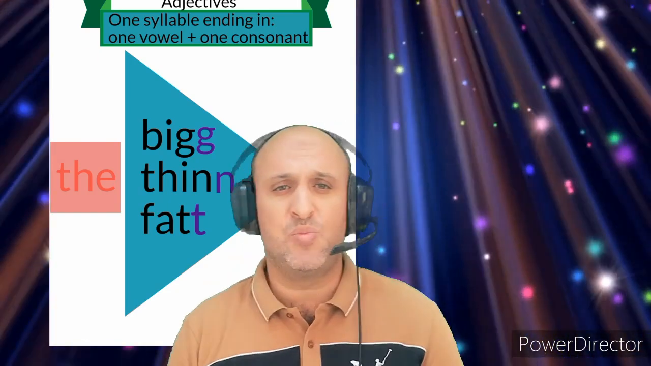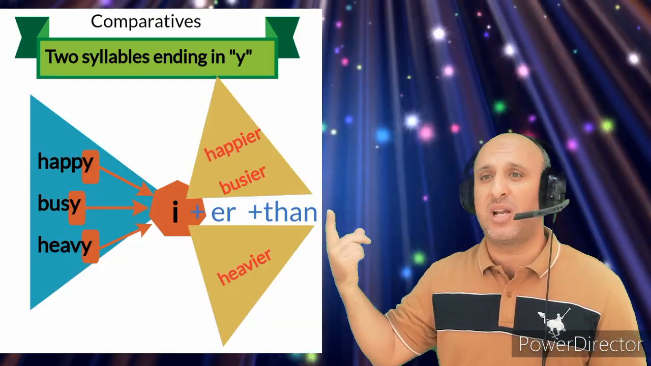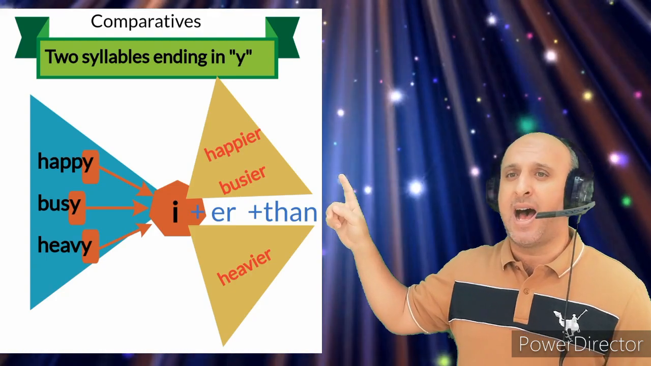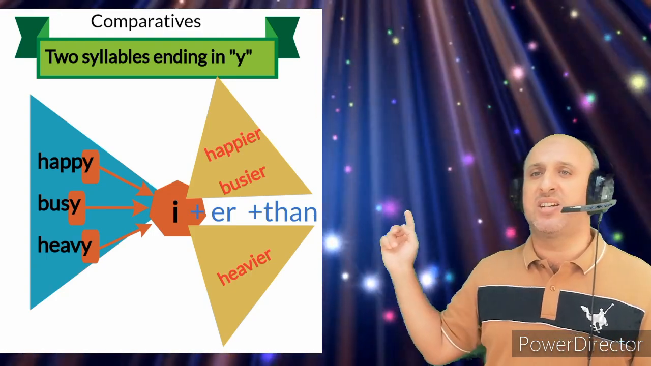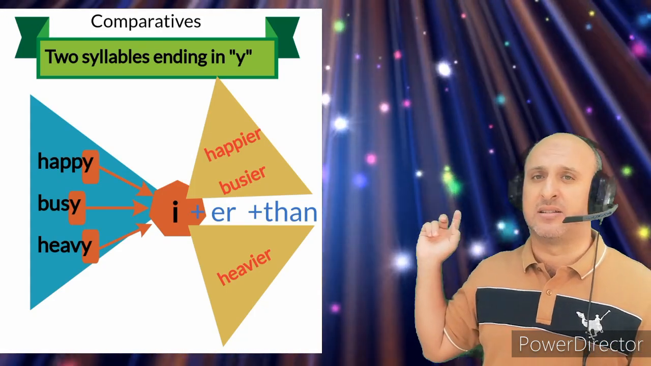Good. Now let's move on to the fourth set of examples. We have happy. Happy is an adjective consisting of two syllables. Happy, busy, heavy. Here we should first of all omit the y, which comes last. So we say adjectives consisting of two syllables ending in y. This y is going to be omitted and replaced by the letter i. We say happier than, busier than, and heavier than.